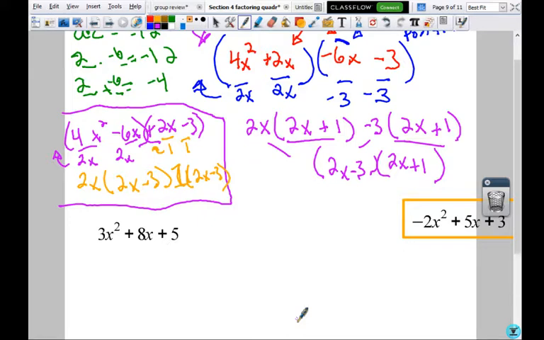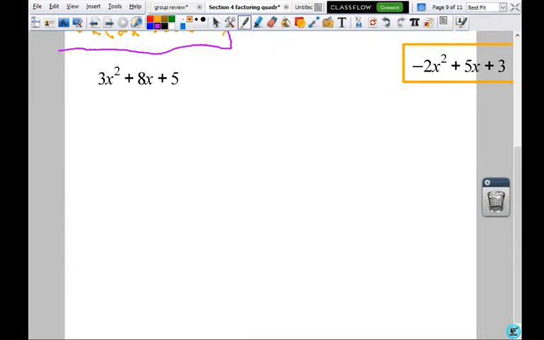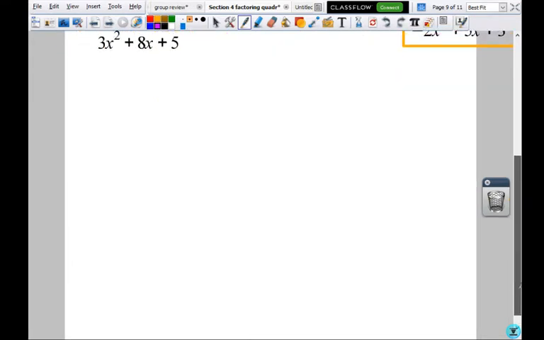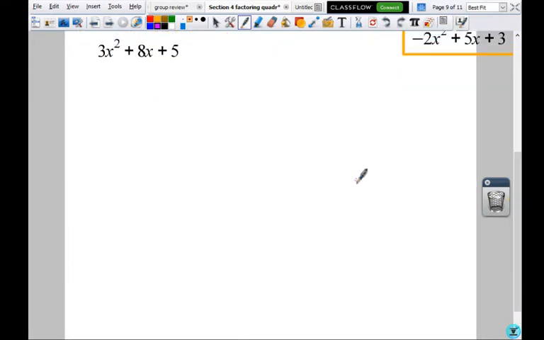Does that mean this one's not possible? What's A times C? 15, right? So we have to do A times C, 3 times 5. We get 15. Are we going to get problems that aren't possible? I don't believe so. All right, Kayla, what am I doing next?